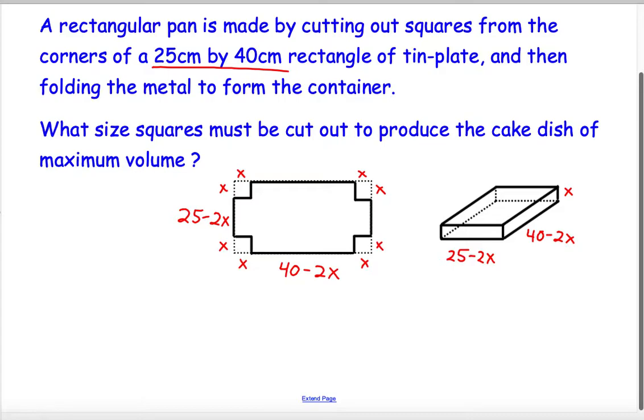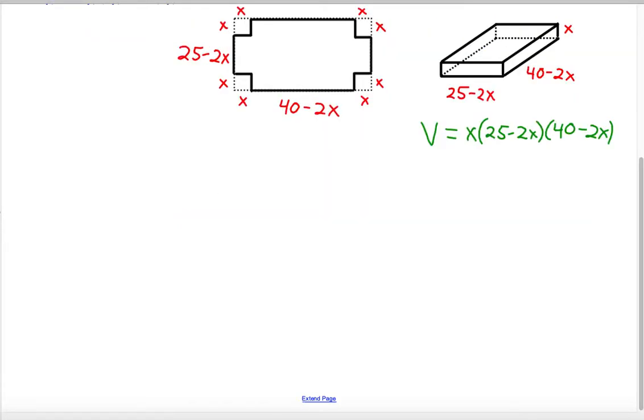Now, what size squares must be cut out to produce maximum volume? So we're trying to maximize the volume. So what's the volume of this shape? Well, it's length times width times height. So x times 25 minus 2x times 40 minus 2x. So we have a function here, and it's going to be a polynomial. And to find out when it has a maximum, we need to find the derivative, set it equal to 0, and then verify that indeed it's a maximum. So that's the goal. So here we go.